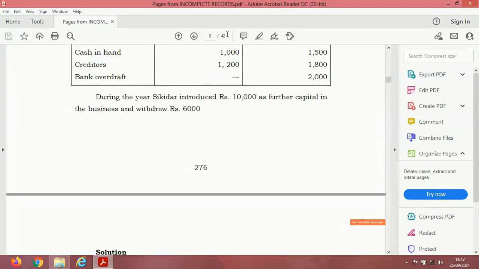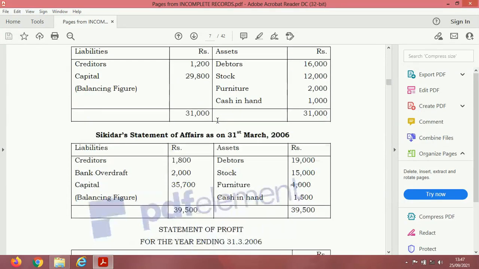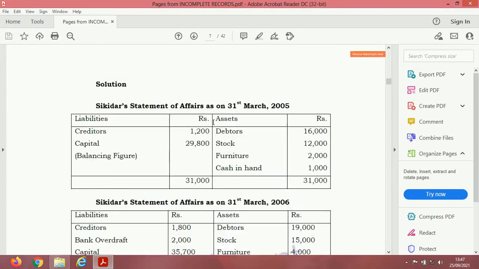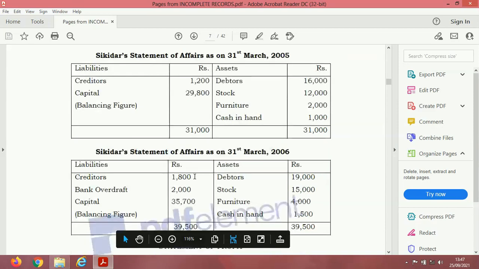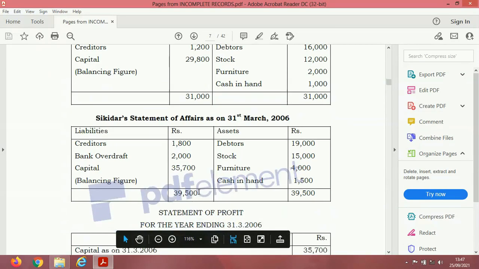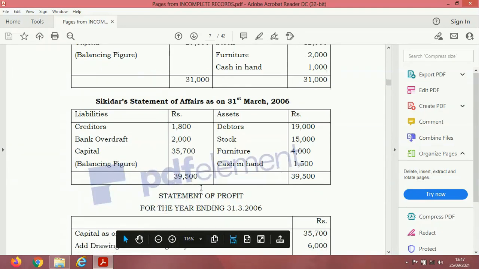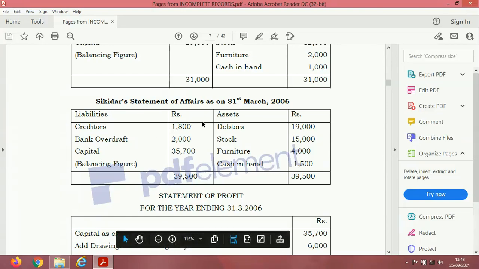Okay. When we are done with that, you remember they talked about this. During the year, Skida introduced capital of how much? 10,000, and made a withdrawal of 6,000. It did not appear in the first statement because that was at the beginning of the year. But in this one, they will appear, because it is at the end of the year and we consider everything that is going to take place. But how is it going to appear? Because right now in this information, we are not seeing it.